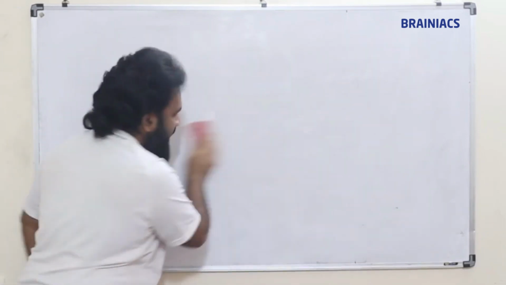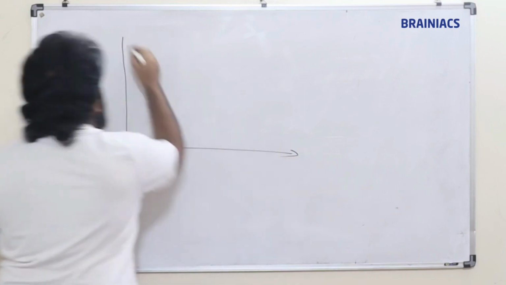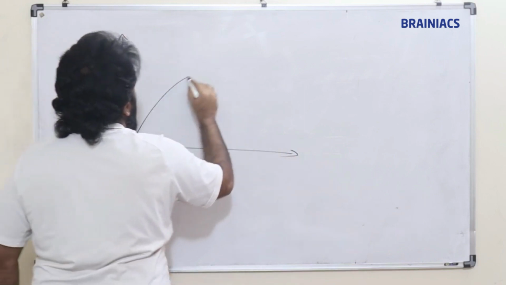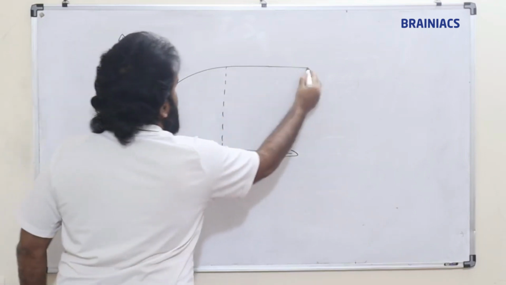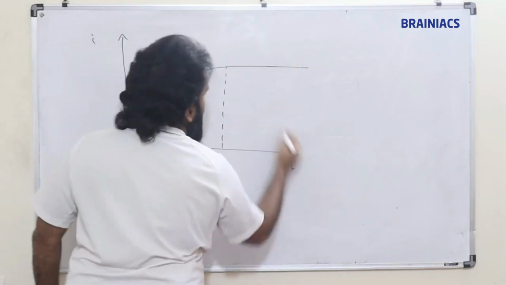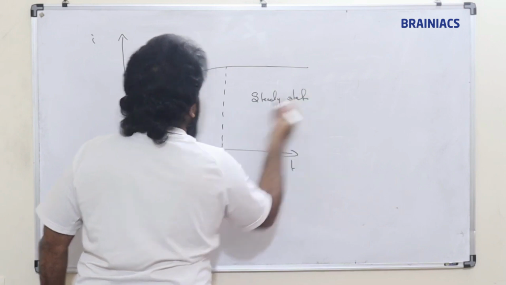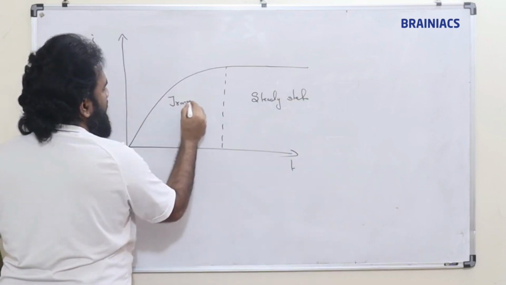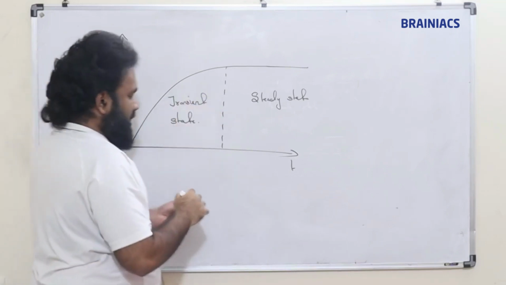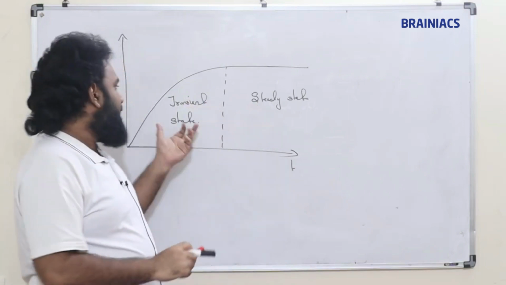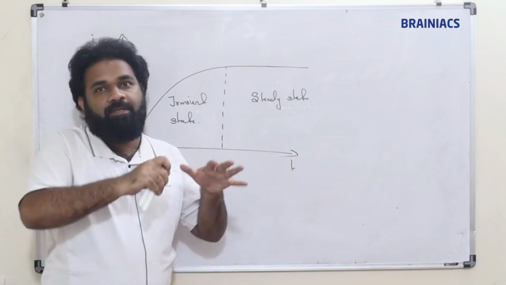Graphically we have already drawn that graph, but one more thing I shall show. In the growth of current, this will become a constant value. Once it becomes steady, this is called the steady state, and this is called the transient state. At the steady state, current will become maximum. In the transient state, it will be changing.